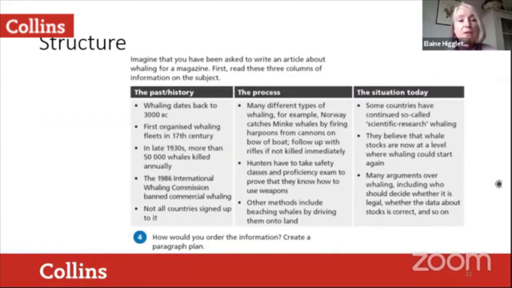So let's have a think about this one. You've been given an article to write about whaling for a magazine. Here is the information, three columns of information on the subject, the past and the history, the process, and the situation today. How would you order your information? Create a paragraph plan. We can't do that today, but use the chat box to send me in topics that you think should be in the paragraphs that might form your plan.